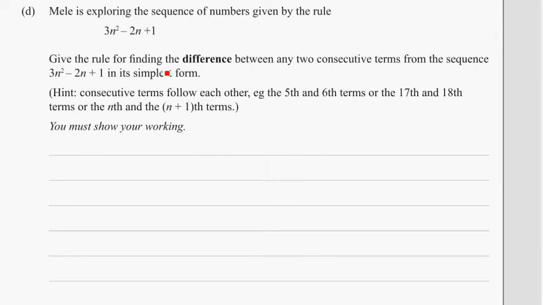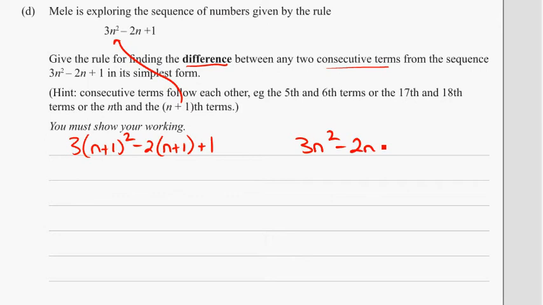The sequence of numbers. Give the rule for finding the difference between any two consecutive terms from the sequence in its simplest form. Okay, so the bigger term we'll substitute n plus 1 everywhere there's an n. That would give us one term, and of course 3n squared minus 2n plus 1 would be the smaller term. We want a rule for the difference between the bigger term and the smaller term. Give a rule for finding the difference means subtraction, between any two consecutive terms.